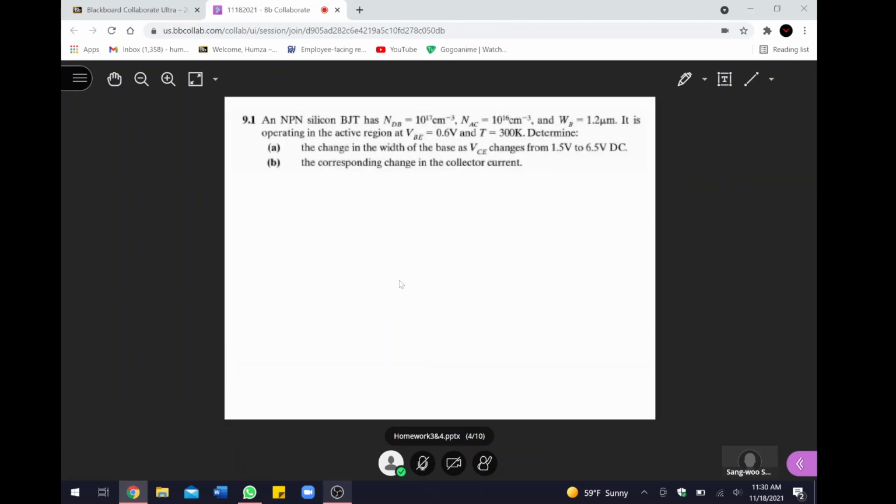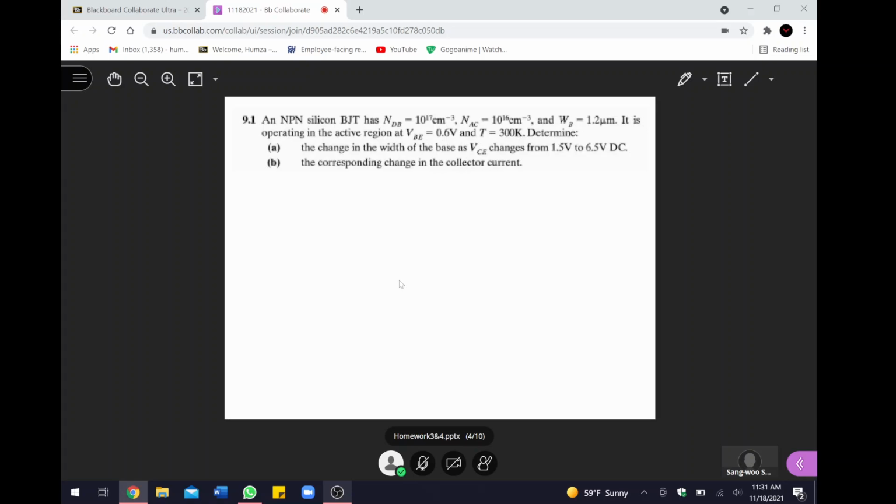Okay, so chapter 9, we're going to start the non-ideal characteristics of the BJT. In this particular case, the BJT is operated in the active region, and the base doping is given, the collector doping is given, and the base width is, initially for this case, 1.2 micrometer. The emitter-base forward bias of 0.6 volt is applied.